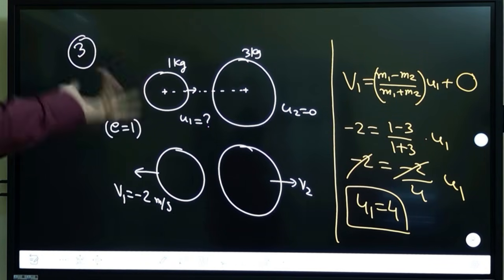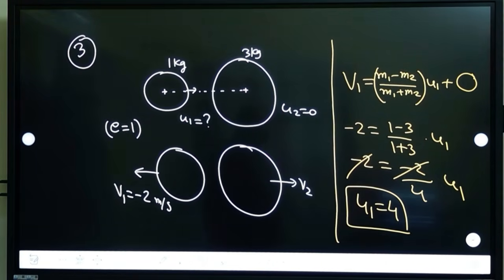If they ask V2 also we can calculate. We can use the formula for V2 and calculate. Then any other question asked?